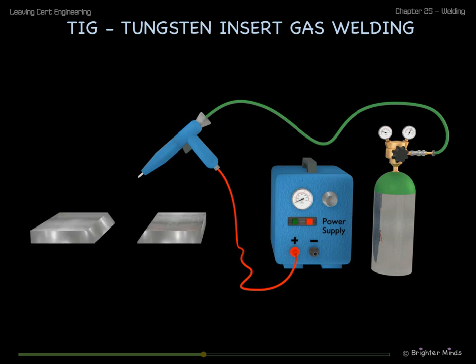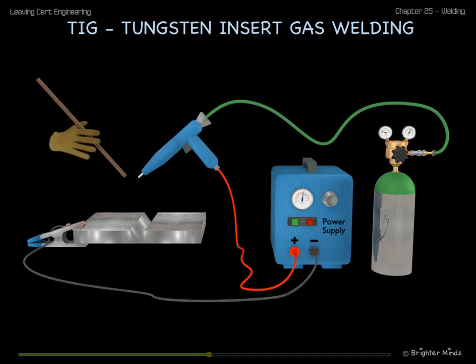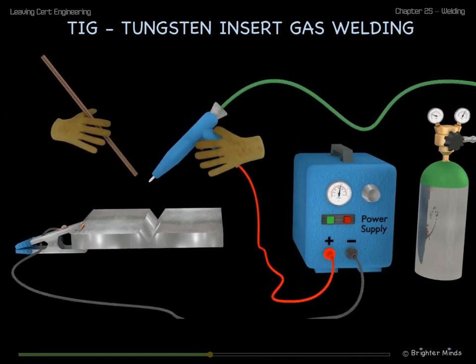The metals to be joined are placed or clamped together. The electrical circuit is completed by connecting the metals to the other side of the power supply using the earth clamp. To supply additional metal into the joint, a separate metal filler rod is used.